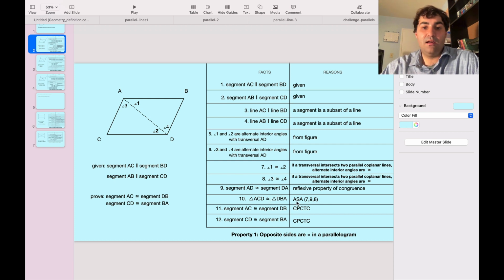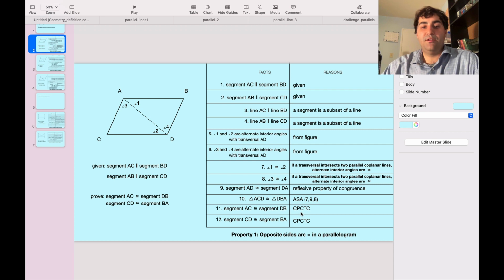And then I can apply the angle side angle postulate with statements 7, 9, and 8, and we get that triangle ACD is congruent to triangle DBA. Just as a heads up, I said that direction doesn't matter when we're comparing congruences between segments, but when we're doing congruences between triangles, the order definitely matters. So just try to remember that whenever you do these types of problems.